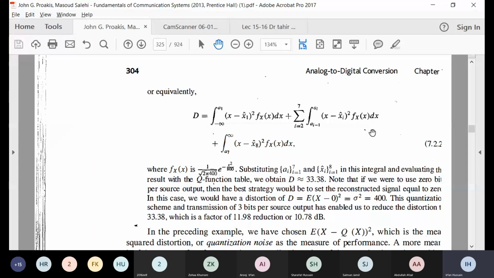So if you solve this integral, you get a value of 33.38, and he has actually missed a lot of steps in solving this integral. So I will be explaining how you will solve this integral in a while, but for the sake of simplicity, let us just assume that we have solved this integral and seen this Q function, and D comes out to be 33.38.